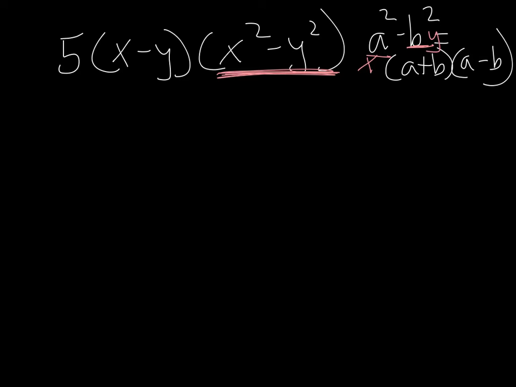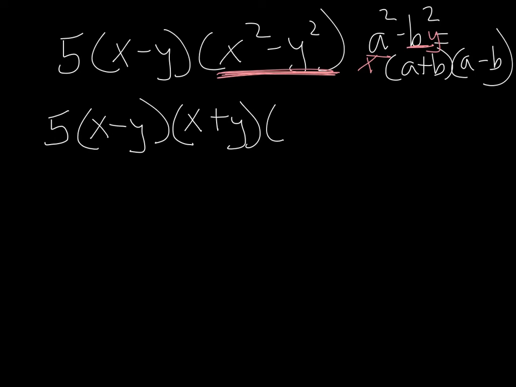So if we substitute that back in, then I have 5 times x minus y, and then we have an x plus y, x minus y. This is where my difference of squares came in.